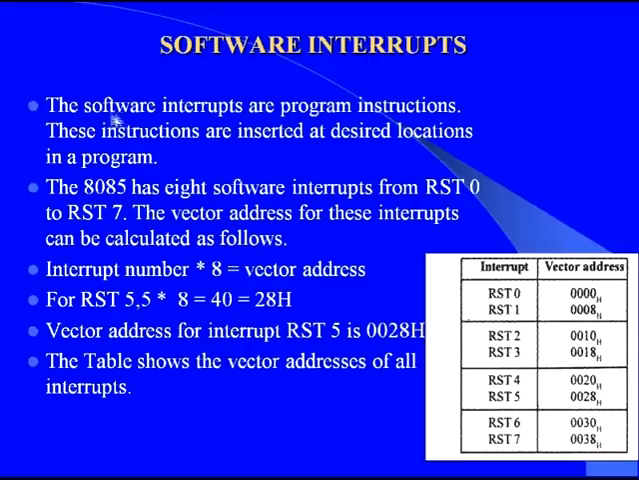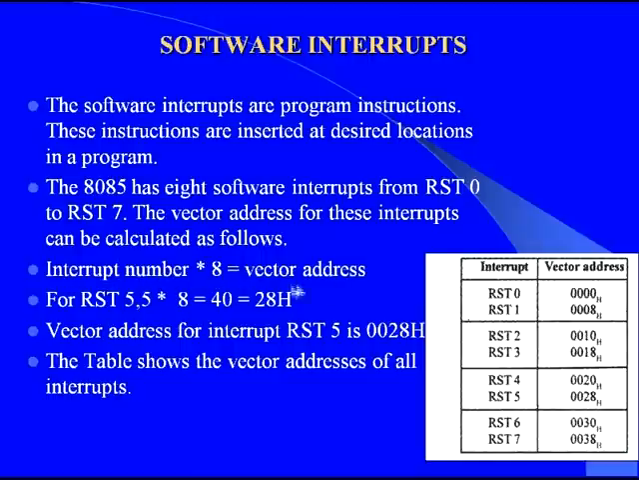Software interrupts are program instructions. It is just like a call instruction. These instructions are inserted at desired locations in a program. The 8085 has 8 software interrupts which are named RST0 through RST7. The vector address for these interrupts can be calculated as follows. The interrupt number should be multiplied by 8. That will give you the vector address.